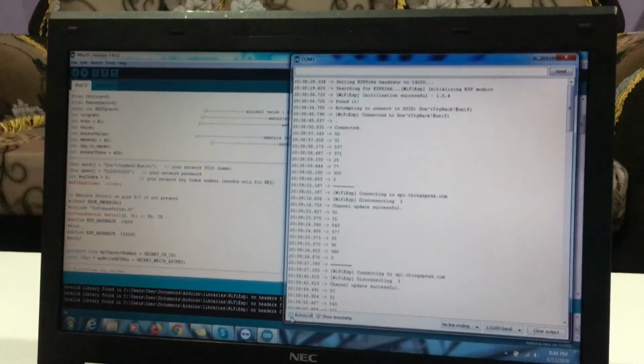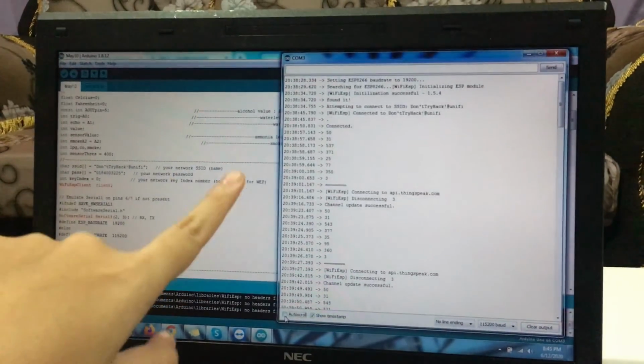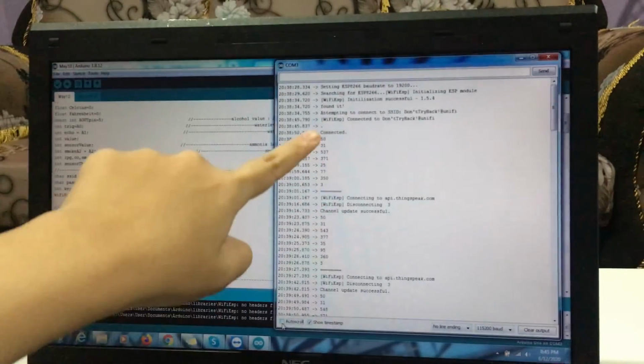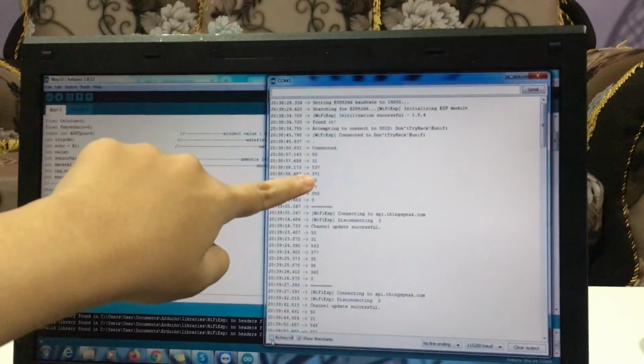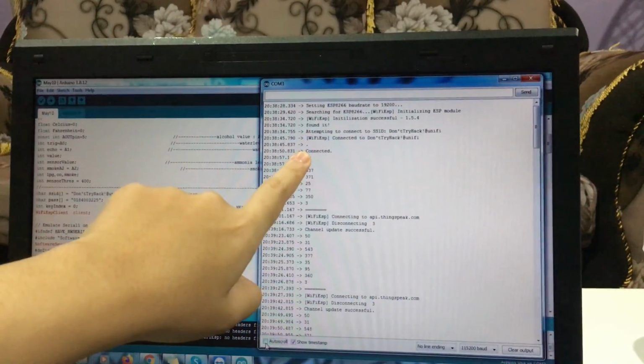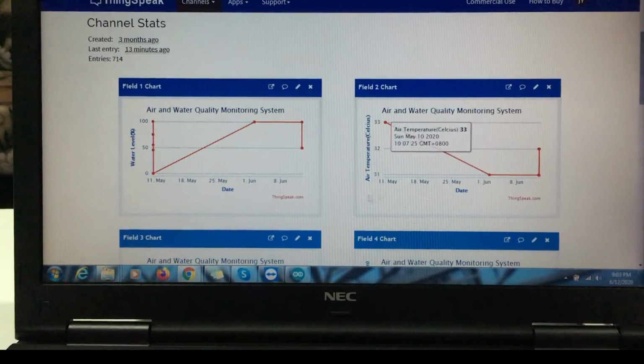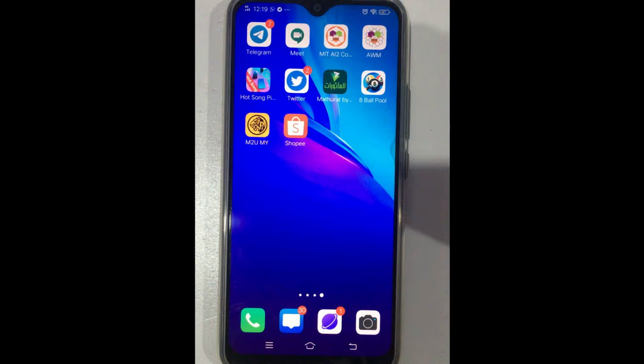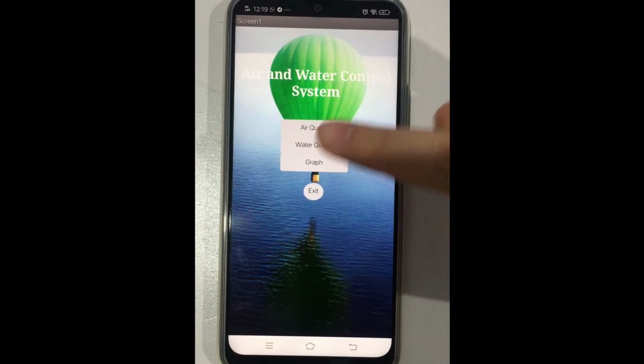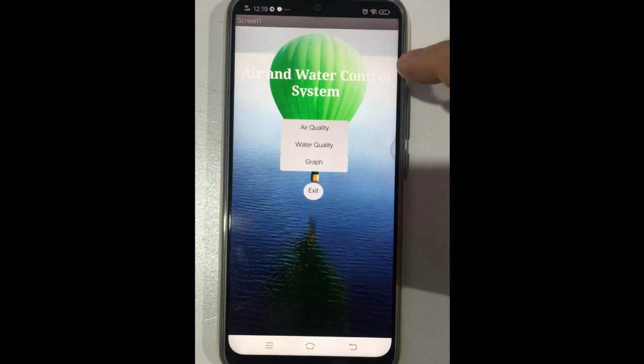To know whether it has uploaded into ThingSpeak already or not, you can see the value display, and the Wi-Fi connection is connected. This is our ThingSpeak. We store all data from the sensors. Okay, let's go to our app, which at the front page displays the air and water control system.